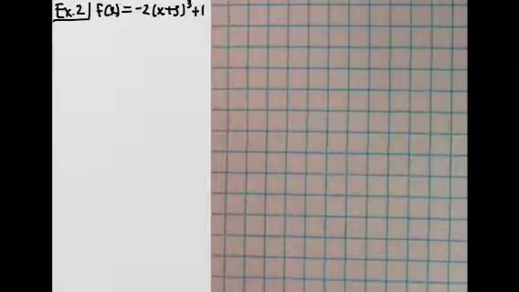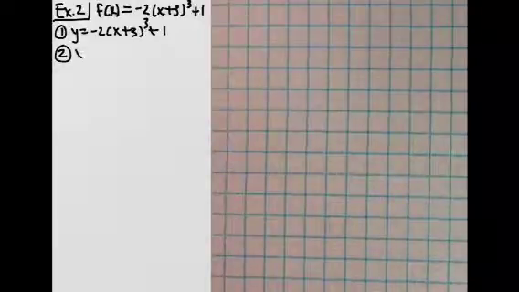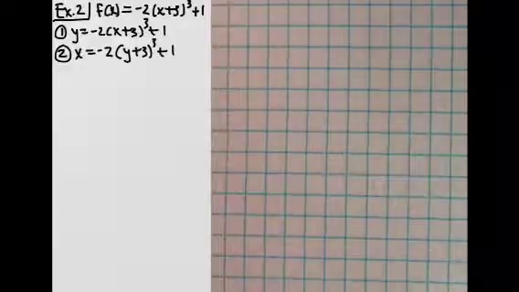Alright, so example 2. Copy the example in your notebook and then watch this video, and then you could go back and just copy the steps, or you could copy as we go through the video. It's up to you, as long as you have all the information that's in the notes in your notebook. So step number 1, we're going to replace f of x with y, and then for step number 2 we switch or swap x and y, so this becomes x equals negative 2 times y plus 3 cubed plus 1.